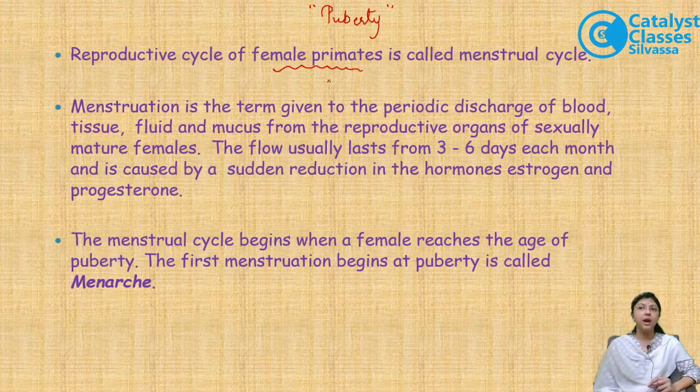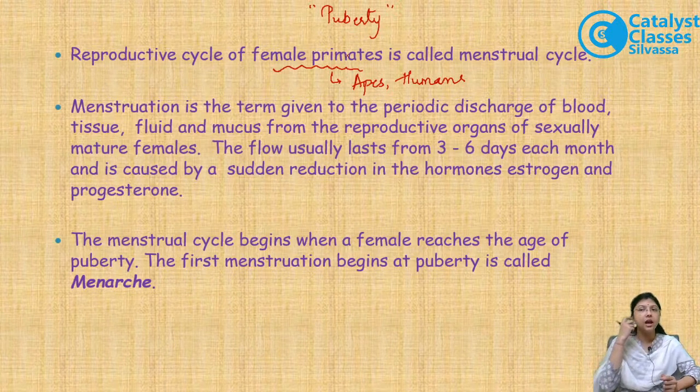Primates means which organisms, children? Apes will be there, right? And there will be humans. Apes, humans, monkeys, all these organisms come under class Primata. So the females of these primates undergo this reproductive cycle, which is called the menstrual cycle. Okay?